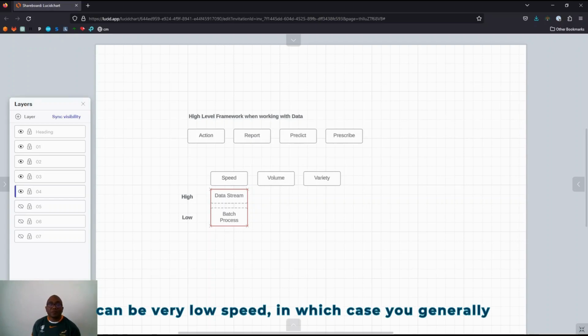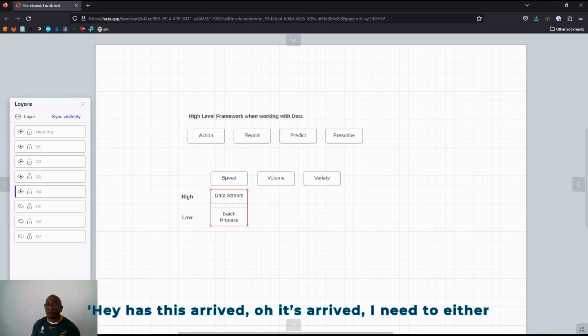Or it can be very low speed, in which case you're generally going to be using a batch process. Something that's going to read the data at any given point and say, hey, has this arrived? Oh, it's arrived.